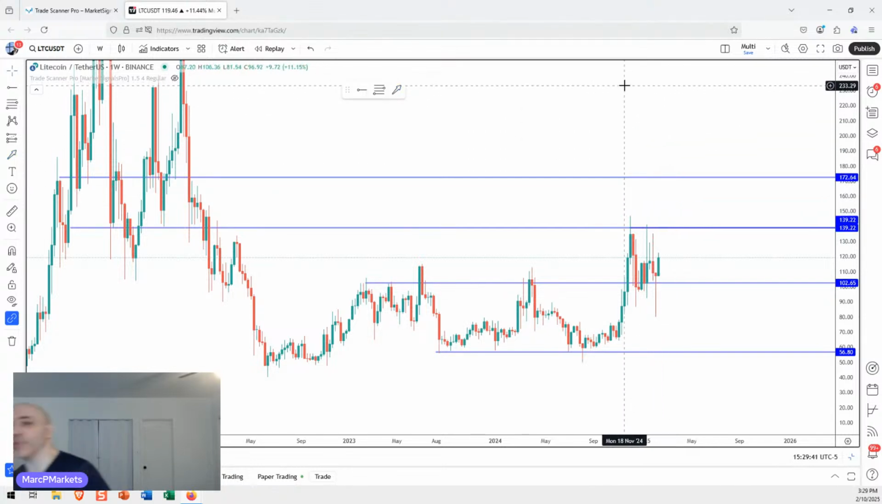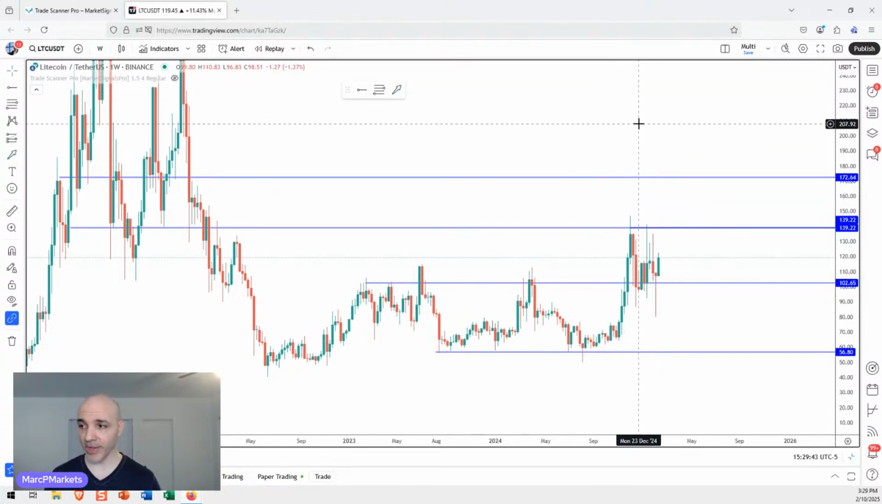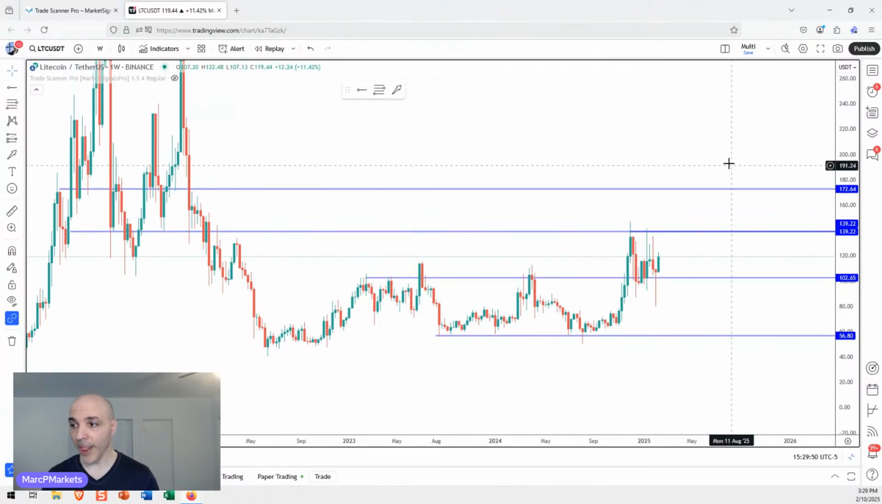What is that? 170, the 170 area. So that would be a good profit objective for more of a longer term view, maybe like a 3 to 6 month view. But you're going to need catalysts to support this thing. Right now, the consolidation is a good sign for longs.